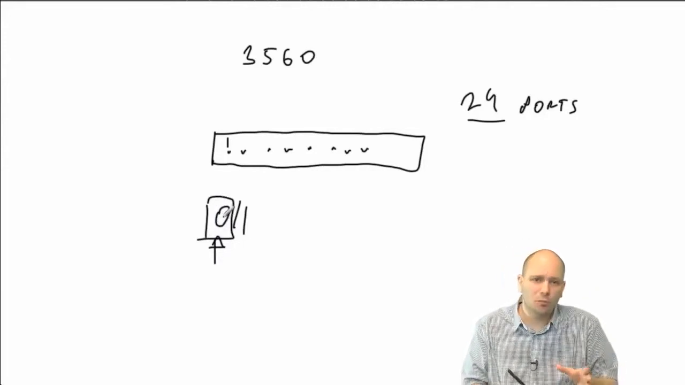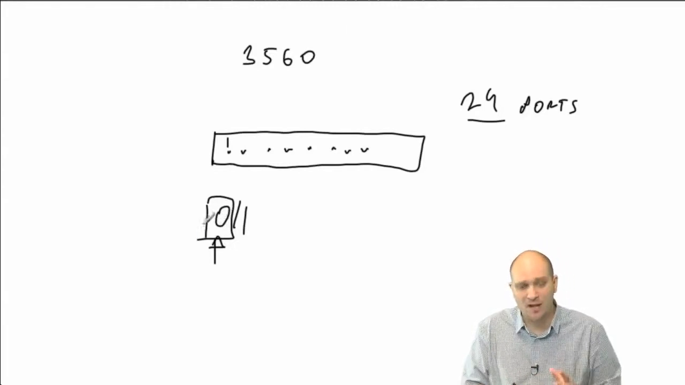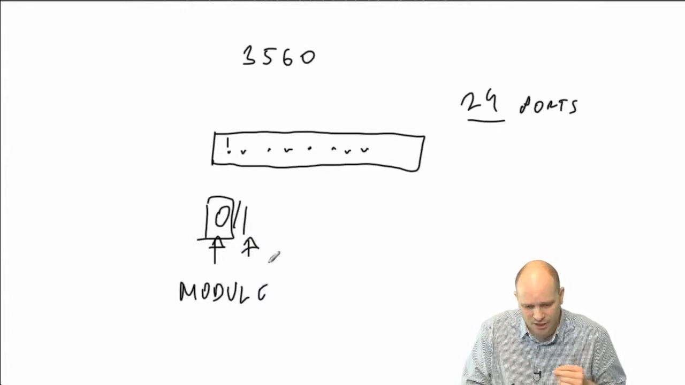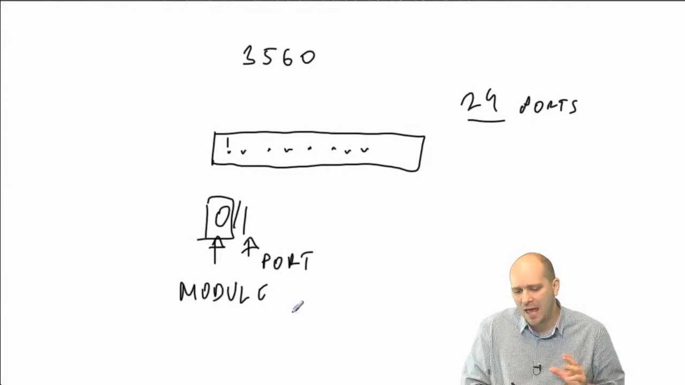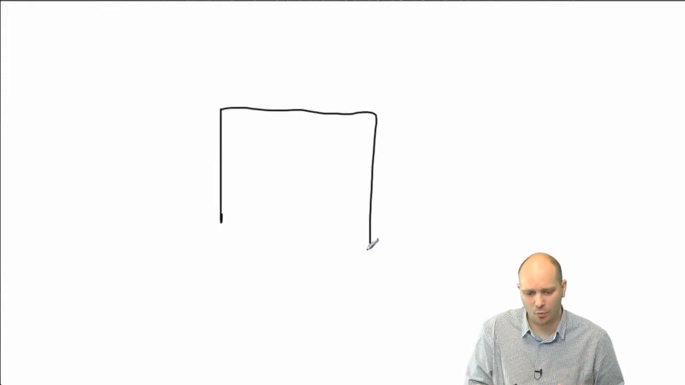But these days, almost all devices coming out from Cisco have this kind of numbering scheme. So the first number here refers to the module, and this one here refers to the port on the module itself. But sometimes things are not as straightforward as this.